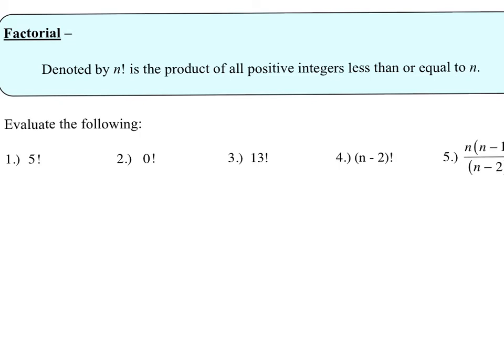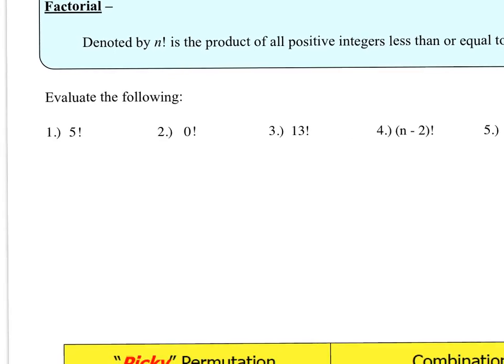The factorial symbol is denoted with what looks to be an exclamation point, but it is actually read "n factorial." It is the product of all positive integers less than or equal to n. So it's probably just easier to go ahead and start with an example.